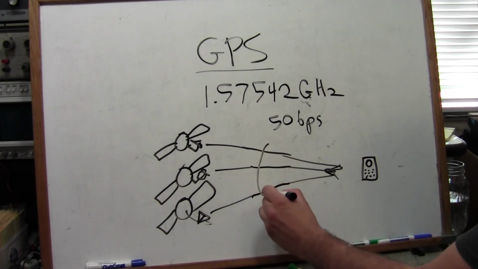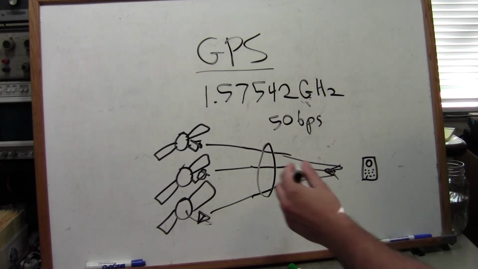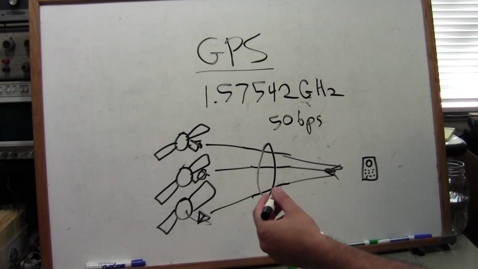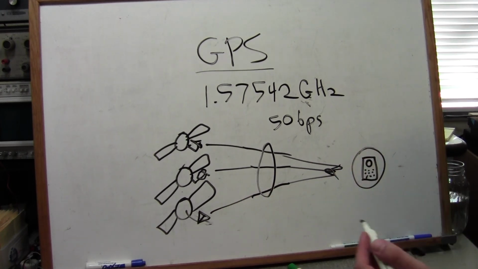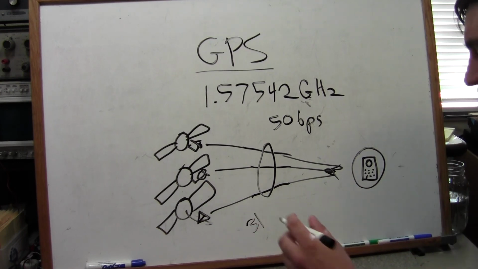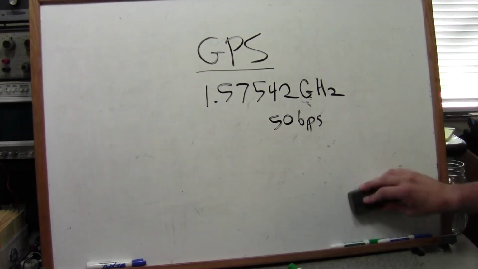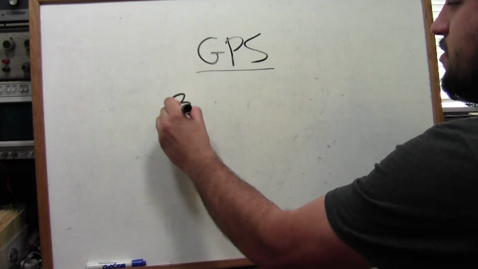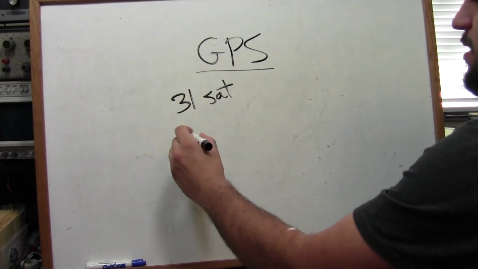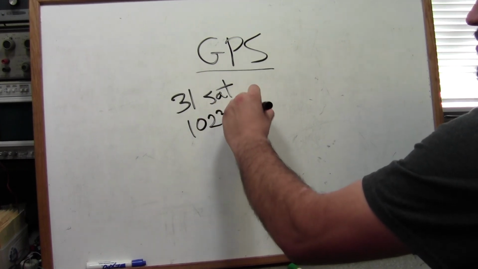But the main thing that we're interested in is how do you tell each of these apart? And that's done using a 1023-bit code that each one of them mixes with their inputs, so that your cell phone then has to sit there, and there's only 31 different codes. All right, so let's see. So there's 31 satellites, and each one of them has a 1023-bit sequence.